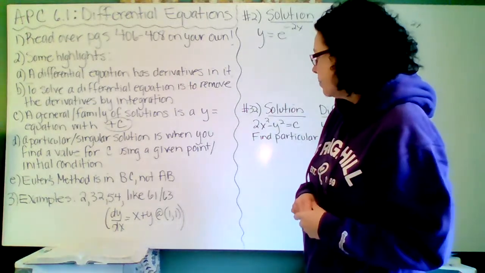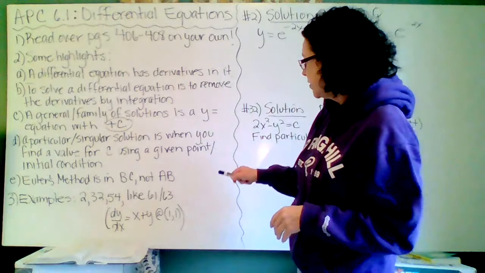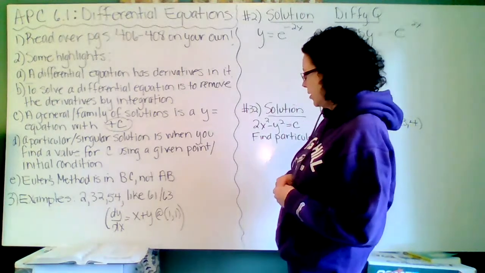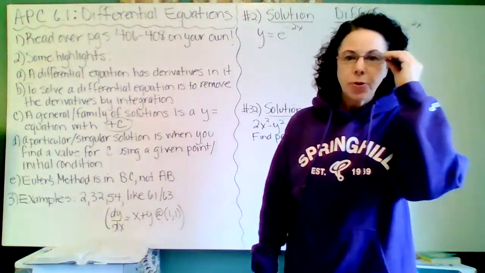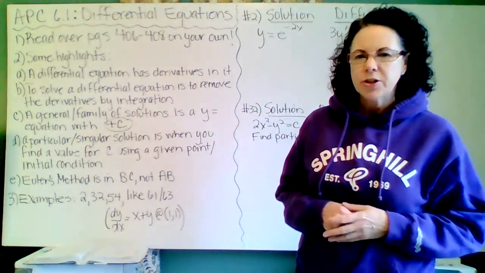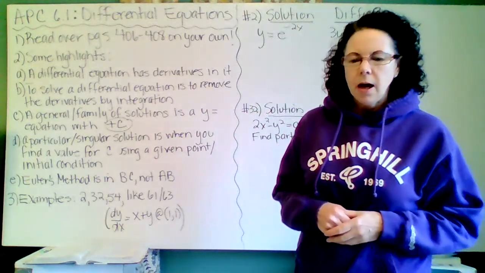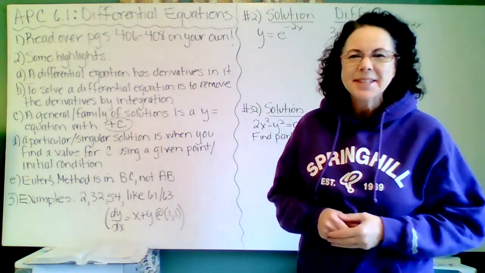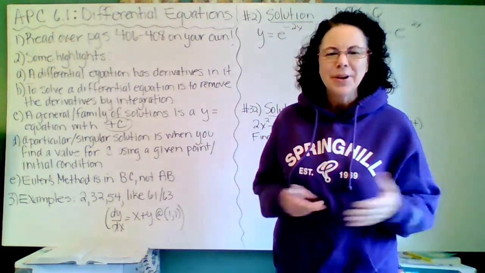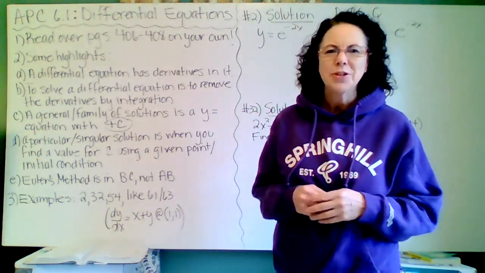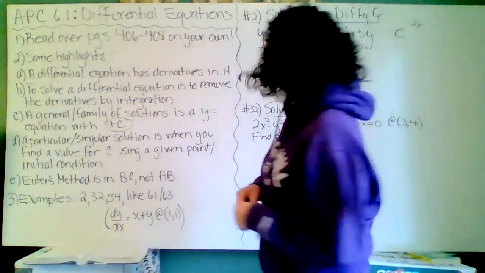So examples, we're going to do 2, 32, 54, and one like 61, 63. And this is the example I'm going to do. What I found in this section is their wording isn't the best, so you have to read carefully about what they actually want you to do. And sometimes they give you more information than you need. So let's look at number 2.